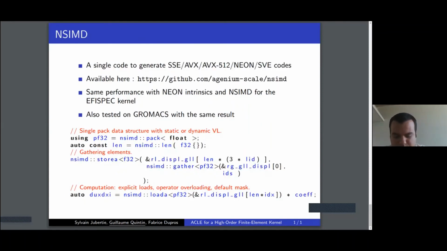A quick overview of NSIMD. We support, of course, Intel intrinsics and ARM intrinsics. It's on GitHub, under the MIT license. So far we have the same performance as explicit intrinsics written by hand, and we have also put NSIMD inside GROMACS to have SVE support.